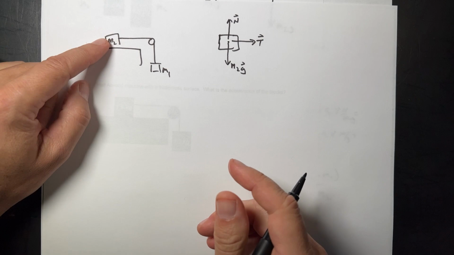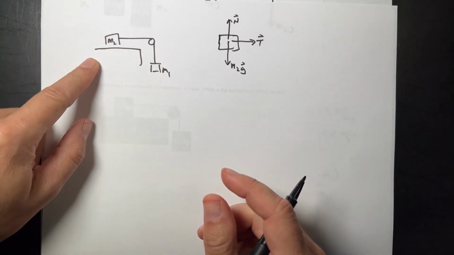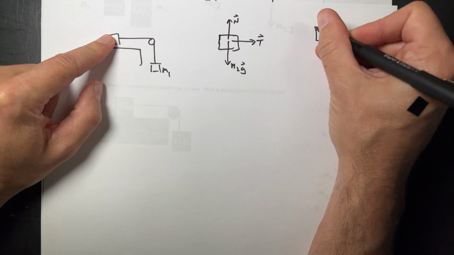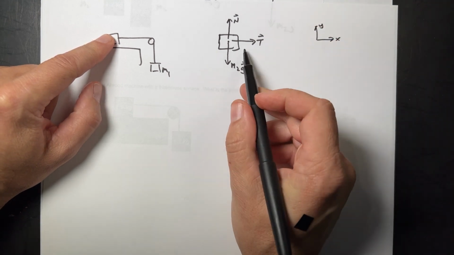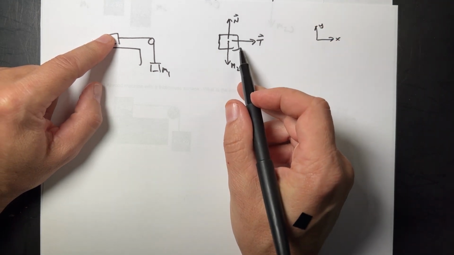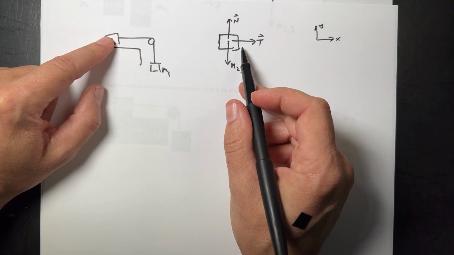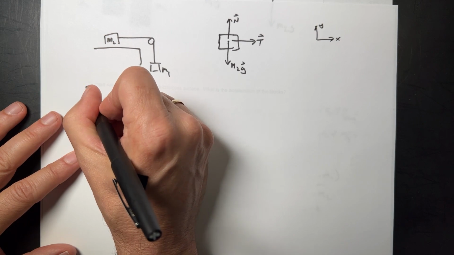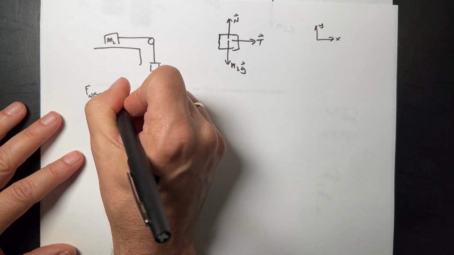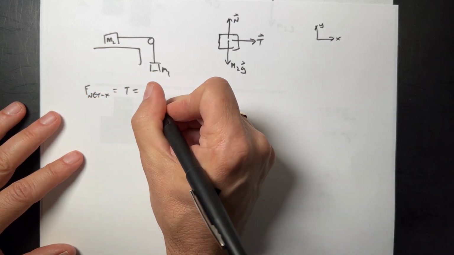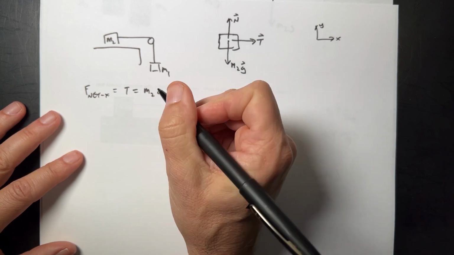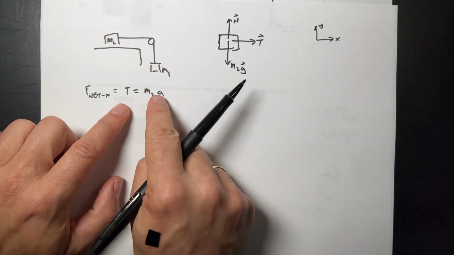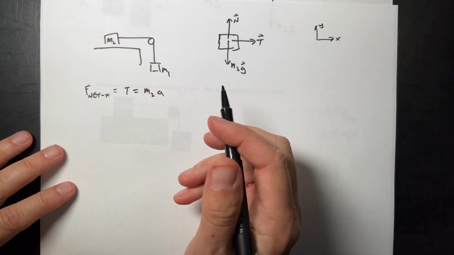The block is going to accelerate that way, right? It's not going to go up or down. So it makes sense to call this the x-axis and that the y-axis. And so we can go ahead and write Newton's second law for this object. F net x is going to be equal to T, and that's m2a. That's the only force in the x direction, T, and it's going to accelerate that. So I don't know T and I don't know a. So again, we're in that same position.